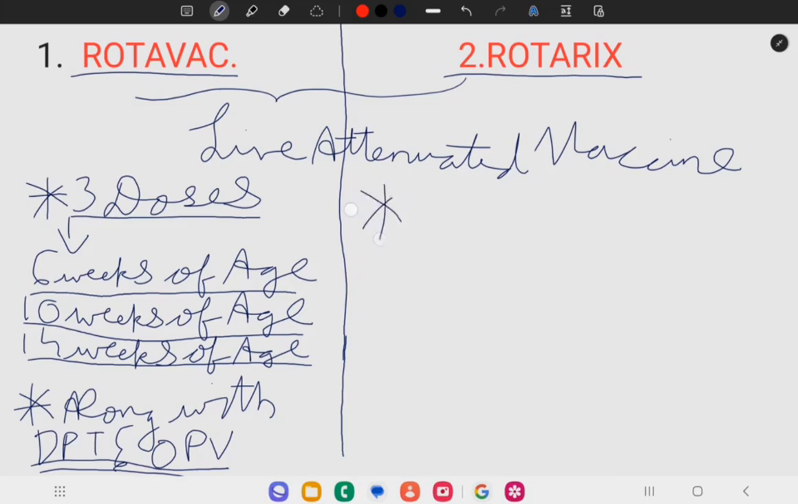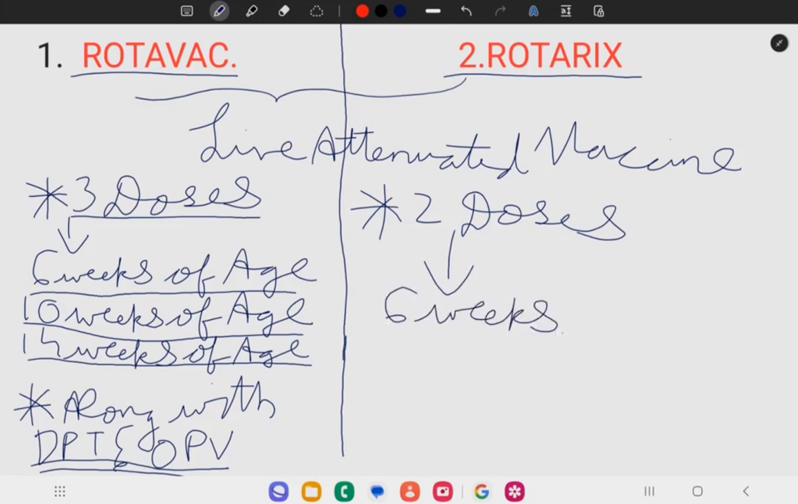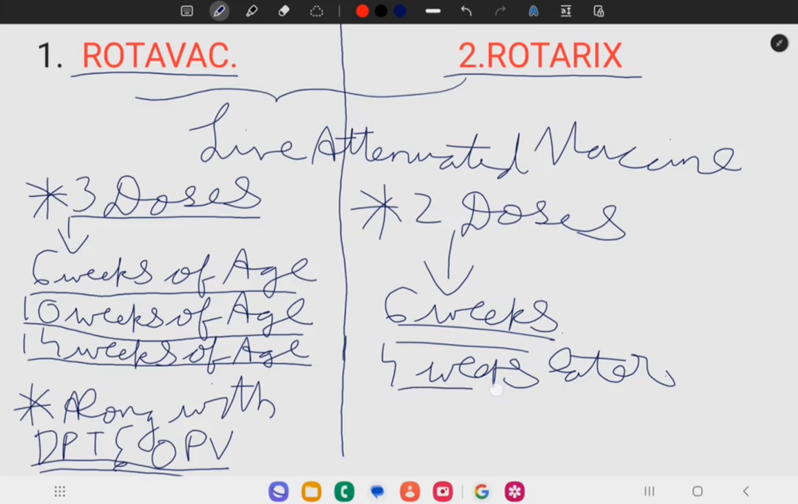Rotarix is given as 2 doses. The first dose is administered at 6 weeks and the second dose is administered 4 weeks later.